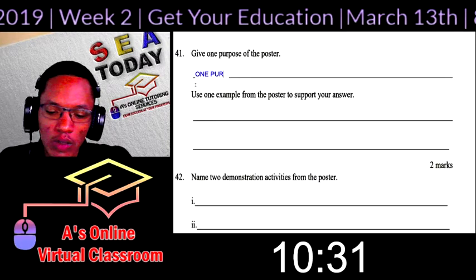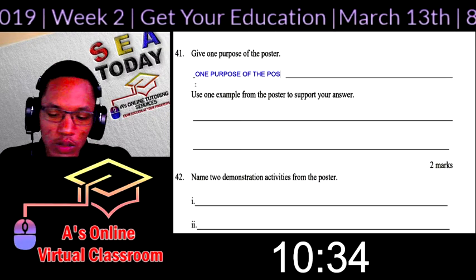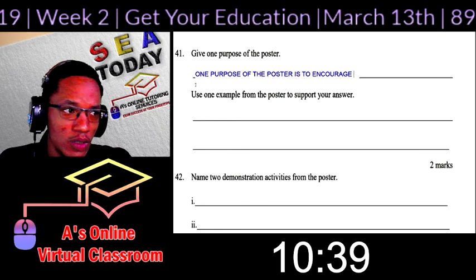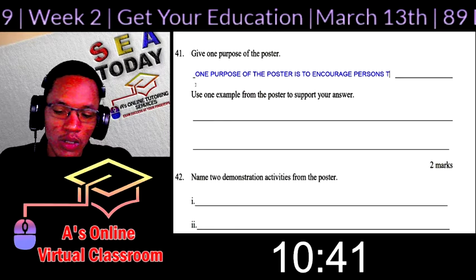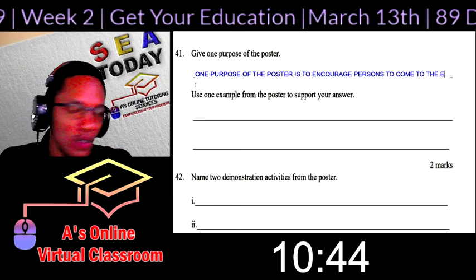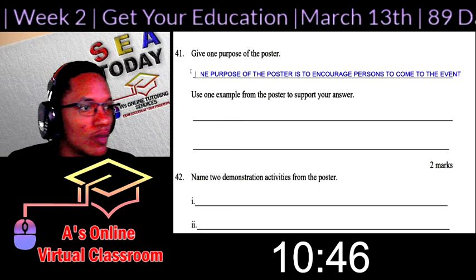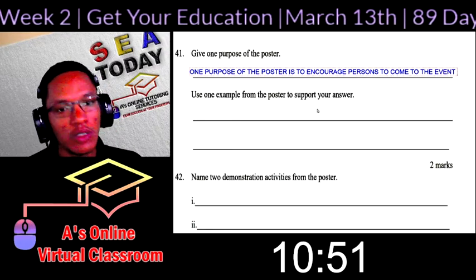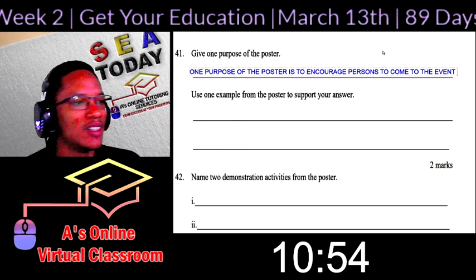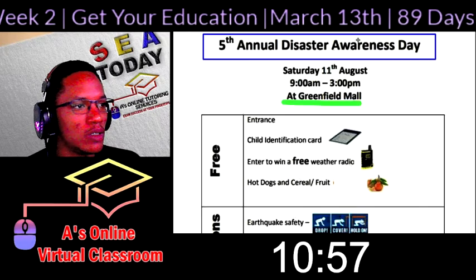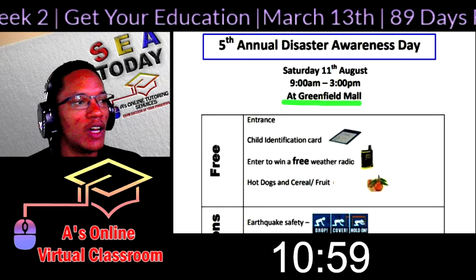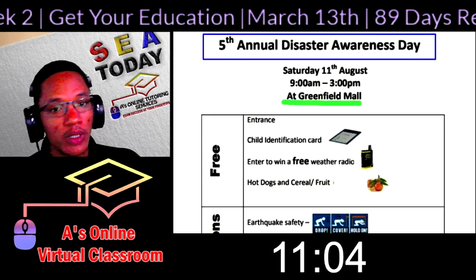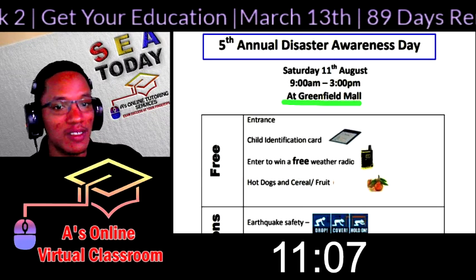So one purpose of the poster is to encourage persons to come to the event. Now, they ask for one example from the poster to support your answer. Alright, so when we go back to the poster, yes, seeing 5th Annual Disaster Awareness Day, that is what the event is about, and that's the purpose of the flyer, to advertise the event.